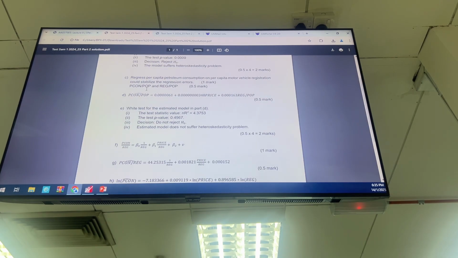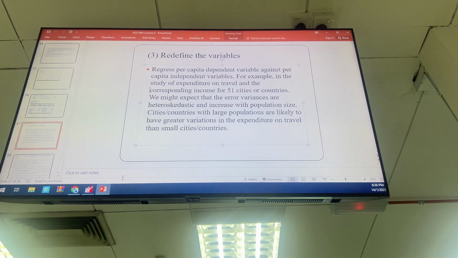When you estimate the real model, you divide, using per capita. Per capita means the number of consumption divided by population, and then the number of vehicle registration divided by population as well. But the price is not affected. The price is not influenced by the size of the population. So there is no need, the price is not influenced by population. Okay, so you estimate the model.